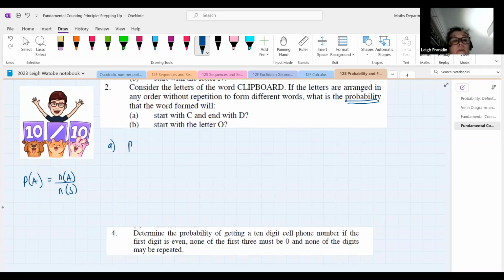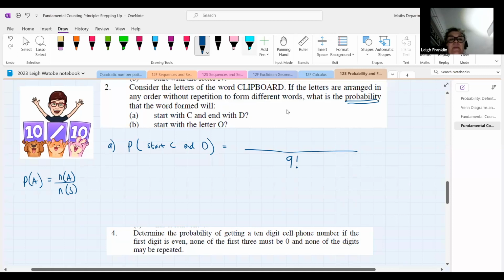All right. So the probability that this word is going to start with a C and end with a D is going to be calculated as follows. First of all, let's calculate the number of possible ways in which the letters of the word clipboard can be arranged with one another. Now, remember, there's no repetition allowed. They're all different letters. So what is the total possible number of ways in which the letters of the word clipboard can be arranged? Good. 9 factorial. Lovely. 9 factorial.